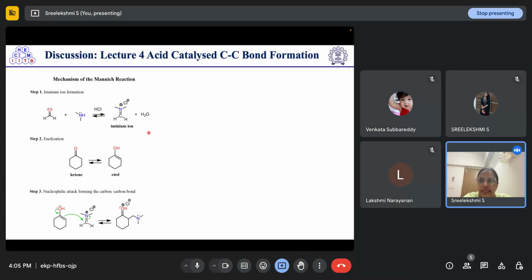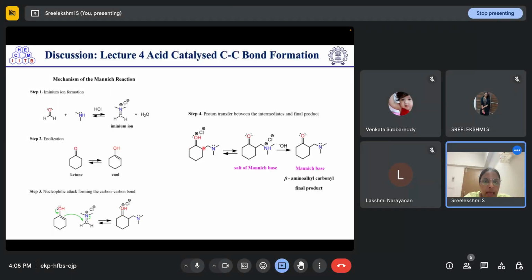So this reaction proceeds through this mechanism. First, iminium ion formation will take place between this aldehyde and the secondary amine, and parallelly, this ketone will undergo enolization to get this enol, and then this enol will be attacking the formed iminium ion to get this type of intermediate, and after that proton transfer will result in this salt, that we call salt of Mannich base. And then in presence of base, this proton will be taken up by a base to form this compound which is known as Mannich base. That is basically beta amino alkyl carbonyl compound, which is the final product of a Mannich reaction.